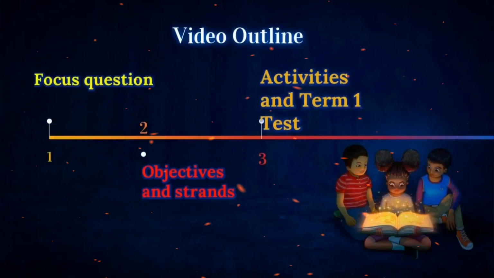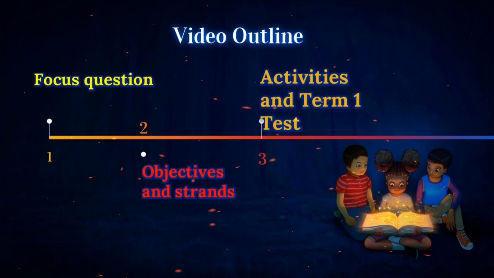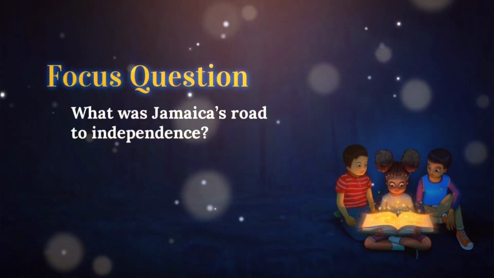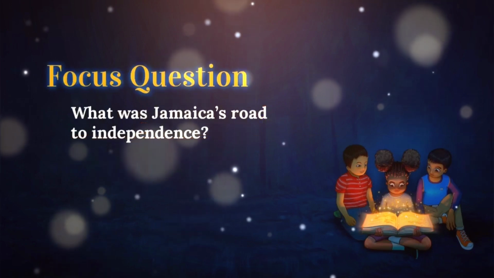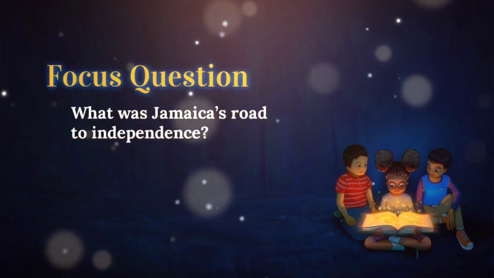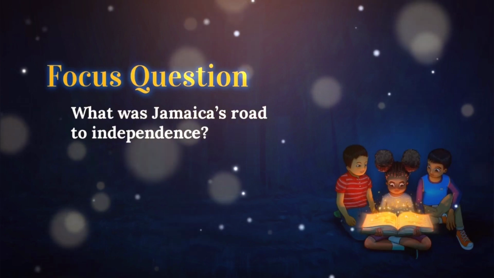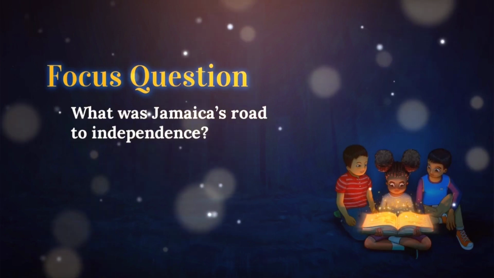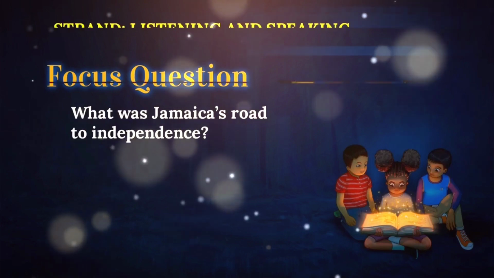Now for the video outline, we will be looking at the focus question, objectives and strand, your activities, and the Term 1 test. The focus question reads, what was Jamaica's road to independence? If you are observant and making connections, then you will realize that this ties in with social studies.